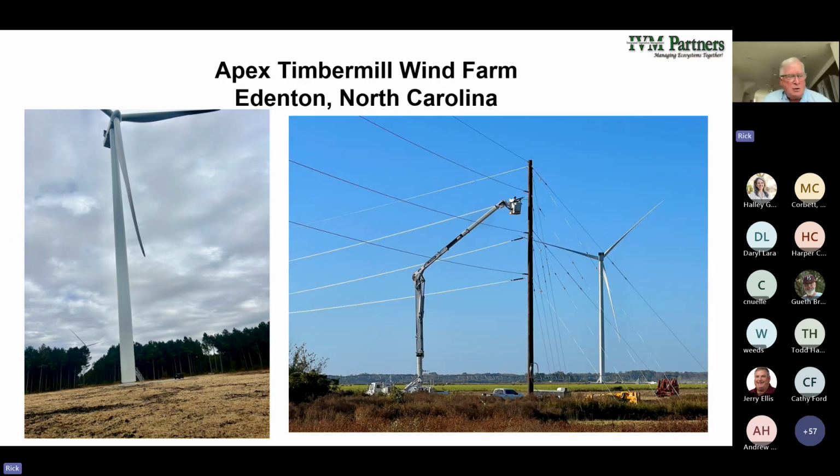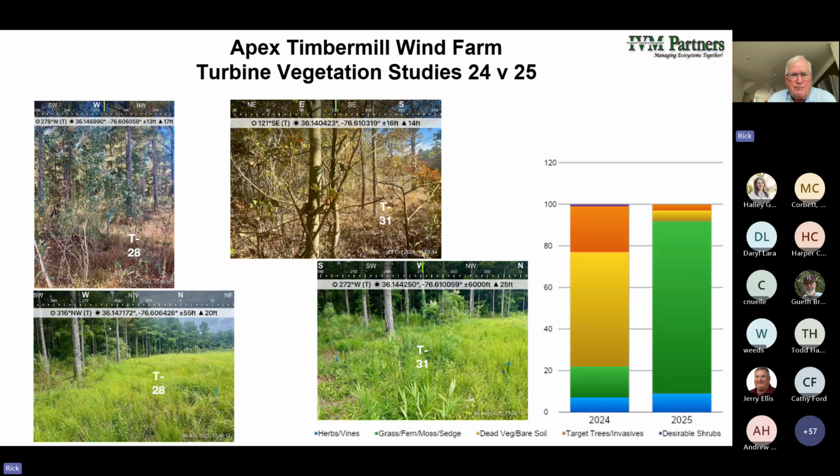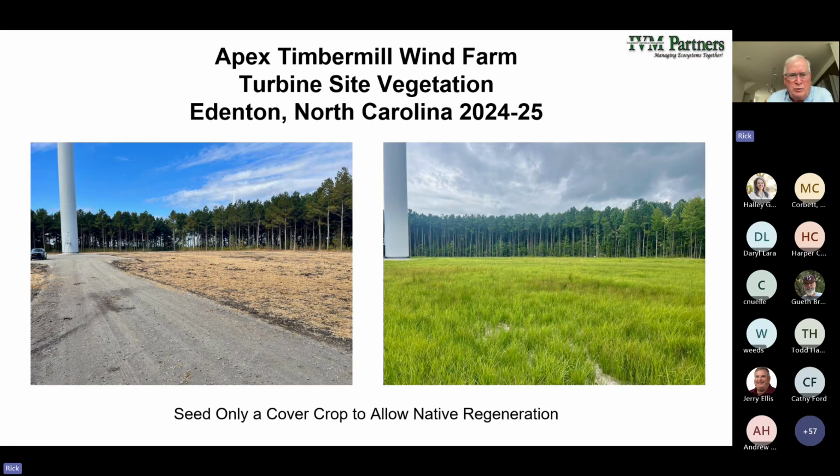Now we have a lot of push for other types of energy. These are windmills with Apex Clean Energy down in the coastal plain of North Carolina. We're coming from the baseline. What was in that forest before they cut it to put the turbines in? And this is a Weyerhaeuser pine plantation. So we said just seed in something to hold the soil. So we used Virginia wild oats.